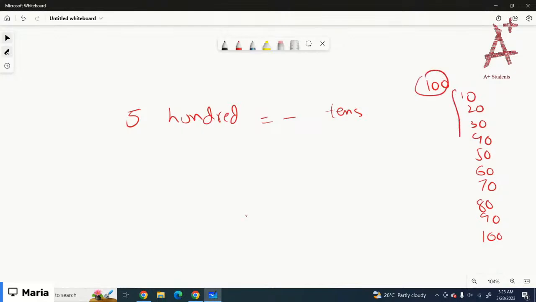In 100, you have 10 tens. Then in 500, you have 50 tens.